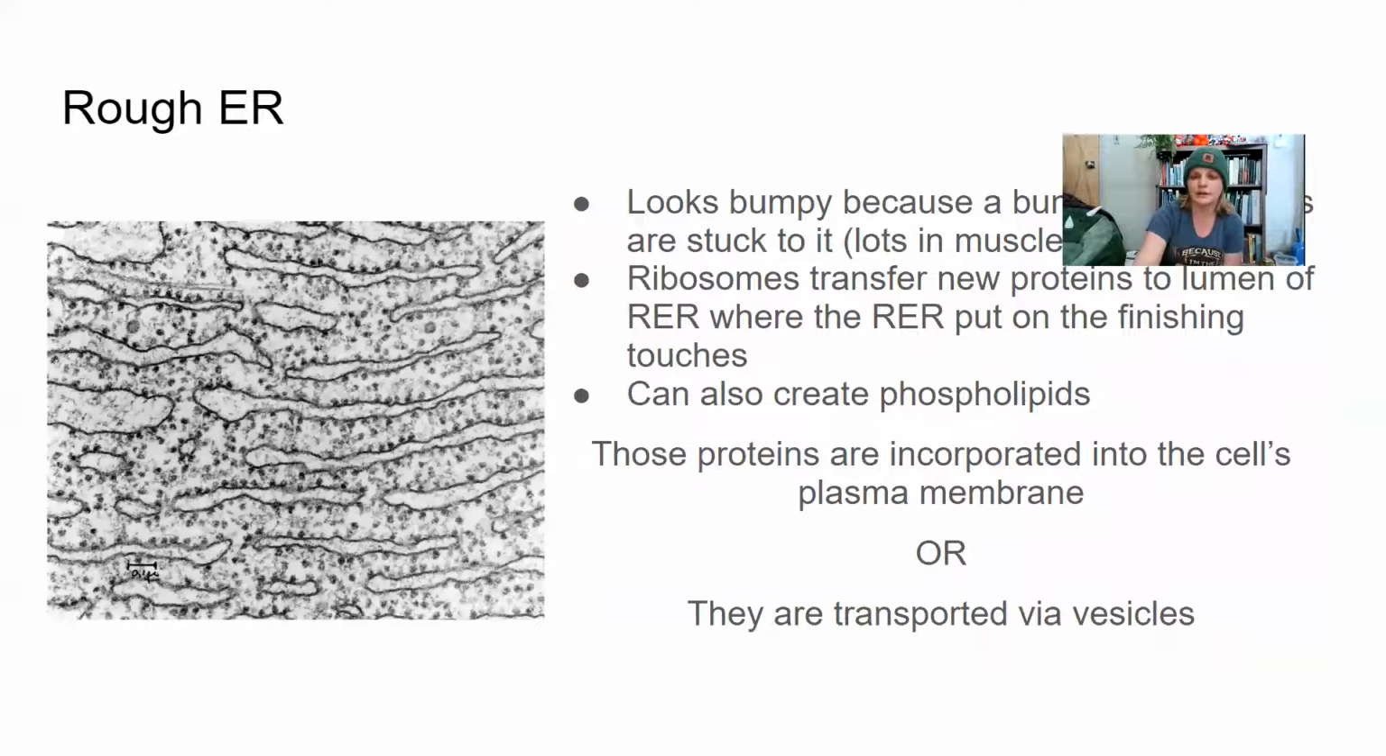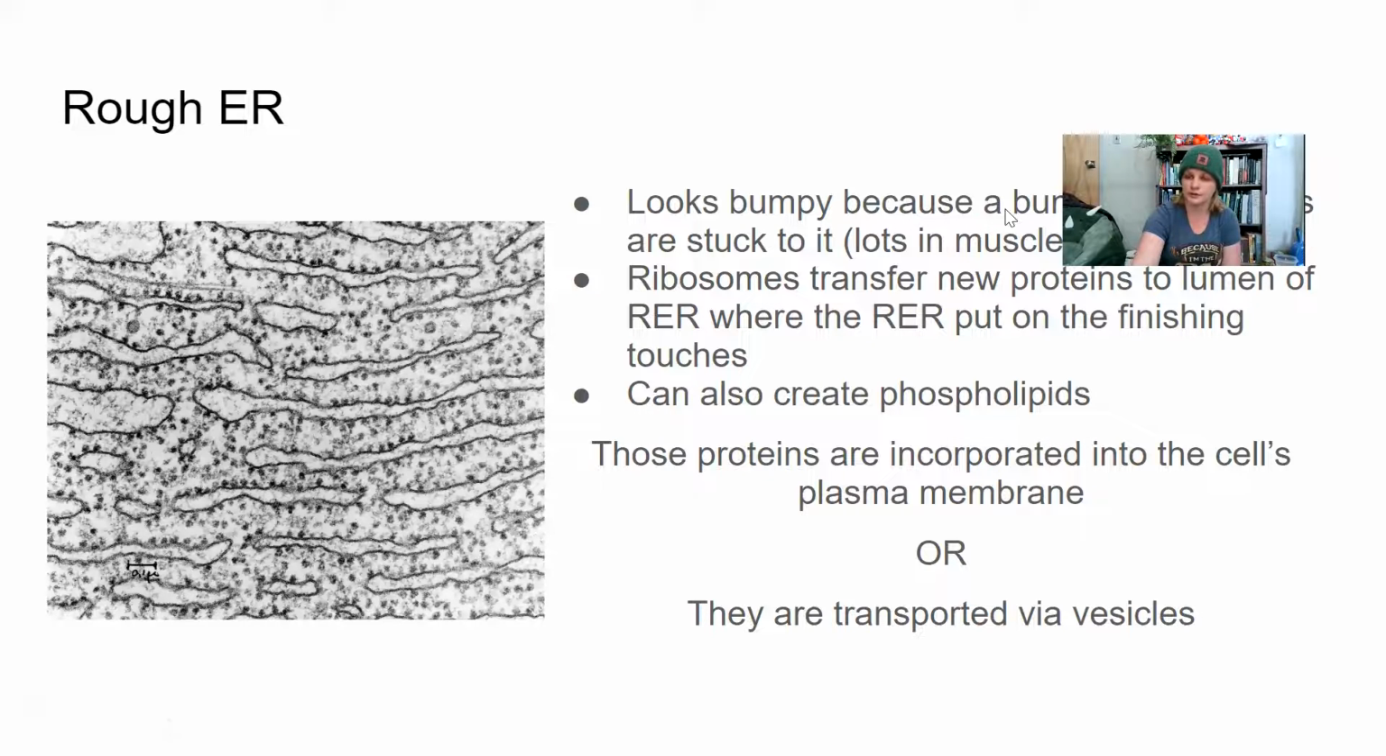Okay, and so here's what the rough ER looks like for realsies. So this is an electron micrograph, a TEM image, so transmission electron microscope. So basically you just throw a whole bunch of electrons on it, and it shows a lot finer detail than what we can see even with our light microscopes. So this is much closer. We wouldn't be able to see this using the microscopes in our lab. But you can see all these little black dots, and that is where proteins are being made. So we see a lot of rough ER in our muscle tissue because obviously we need a lot of protein to compose our muscles.